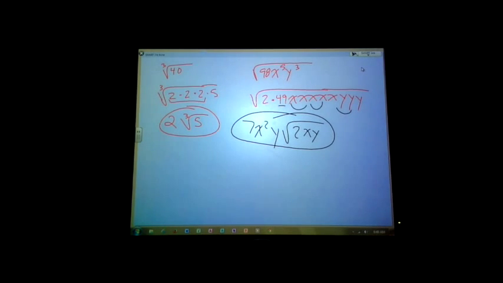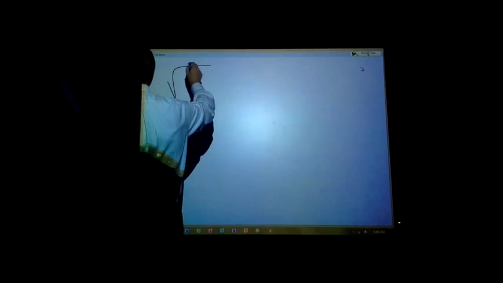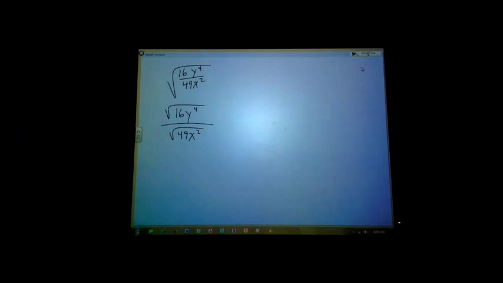Almost done with this page. Clear? So this is the same thing as this. Yes or no? Wait, what's the same thing? Are they the same? Yes, absolutely.